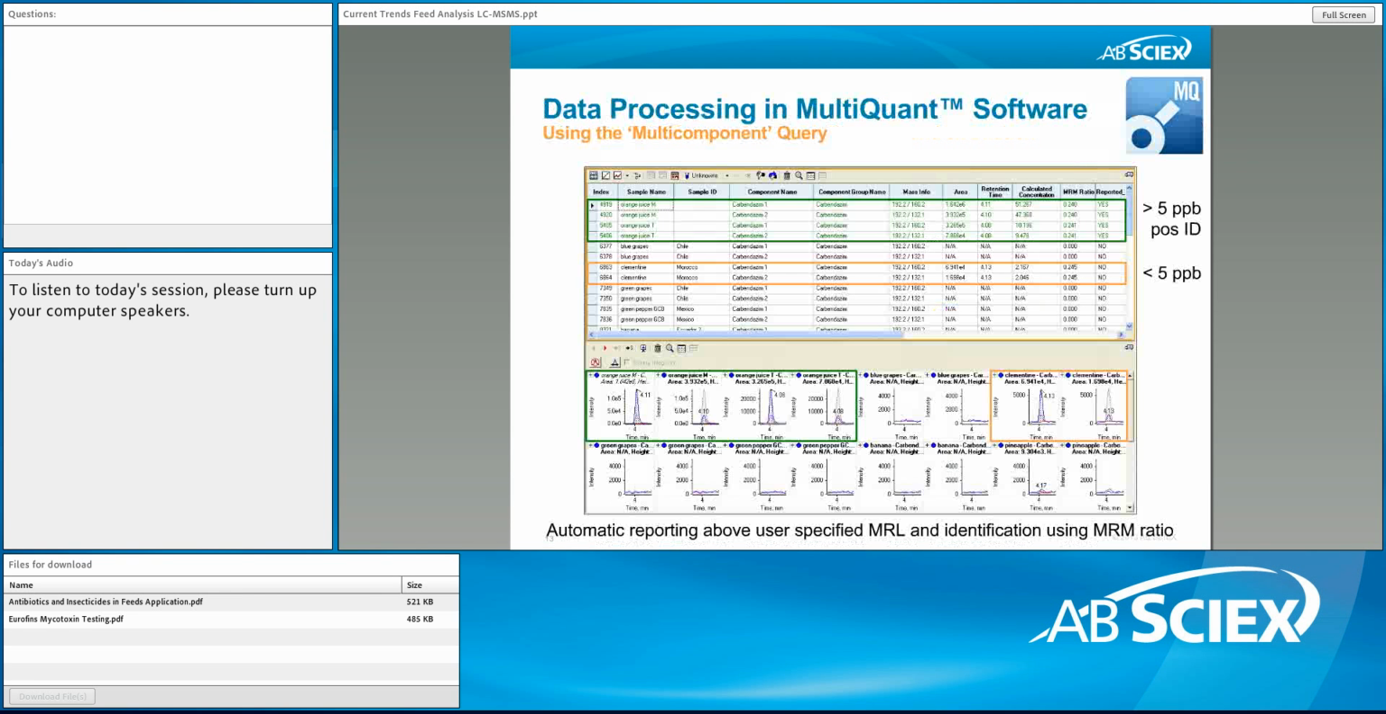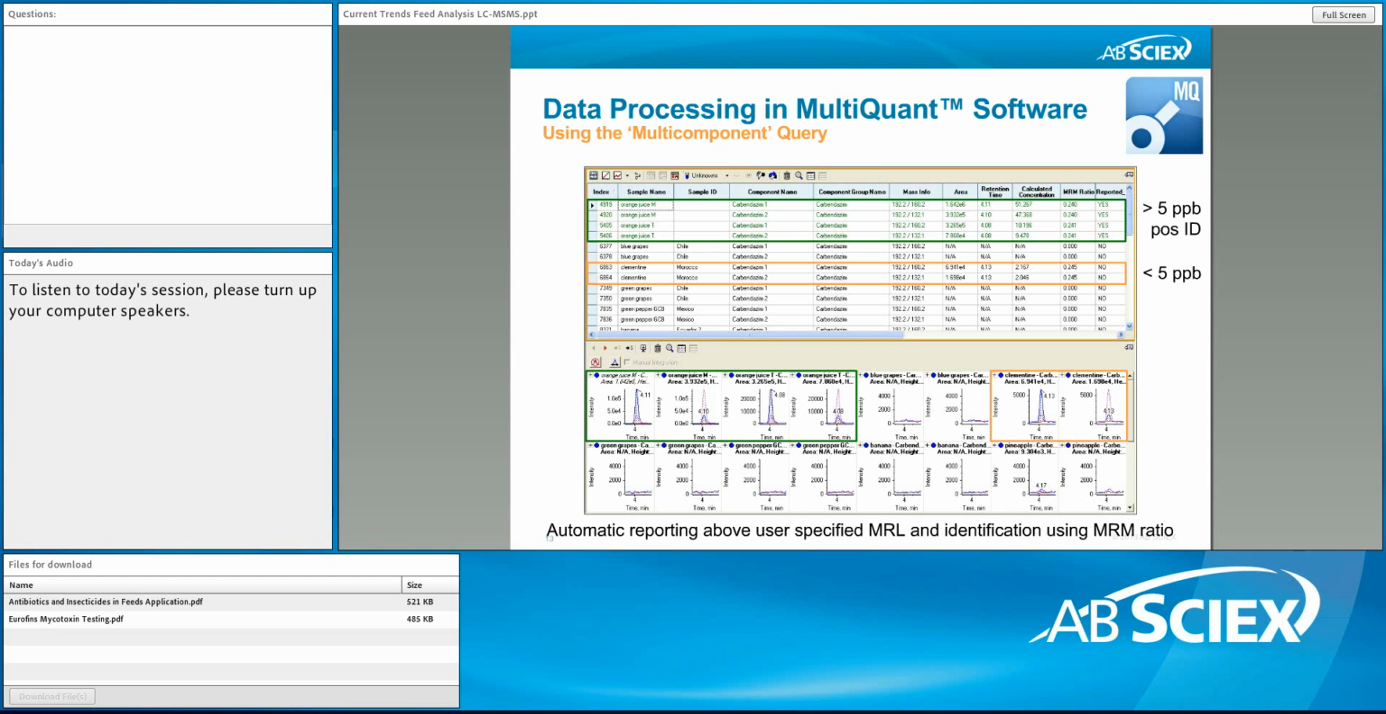Here's a screenshot of that multi-component query. That's showing the result table for one specific analyte I filtered here. And at the bottom we have the peak review where we can look at chromatograms and maybe change the integration if necessary. The software was automatically flagging a number of samples where that specific pesticide was above the 5 parts per billion level we set in the software.